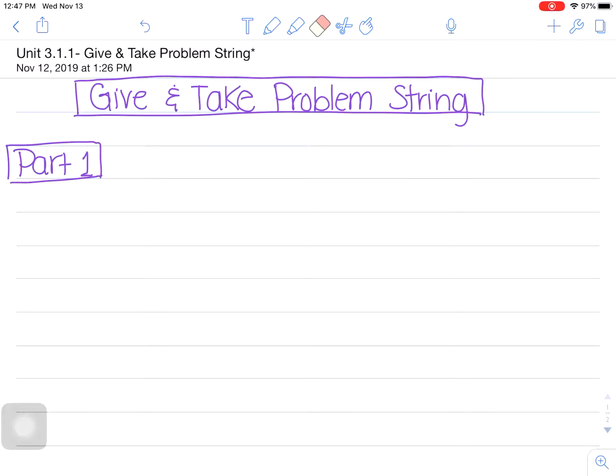Okay, so today we're going to start our first set of notes for Unit 3, which is whole number and decimal place value, and we're going to talk about the give and take problem string. So this is going to be part 1, so if you can go ahead and put today's date and then also write down part 1 and give and take problem string.